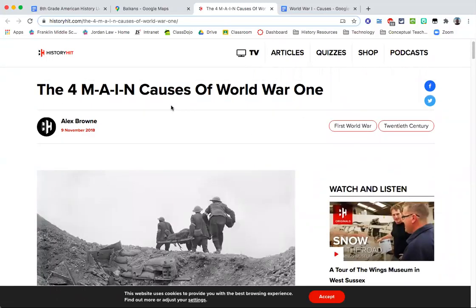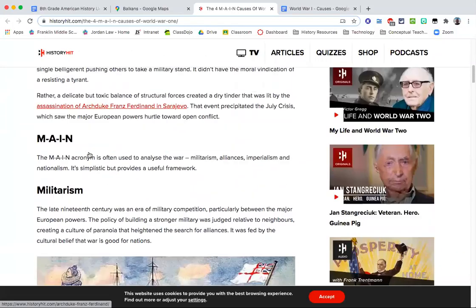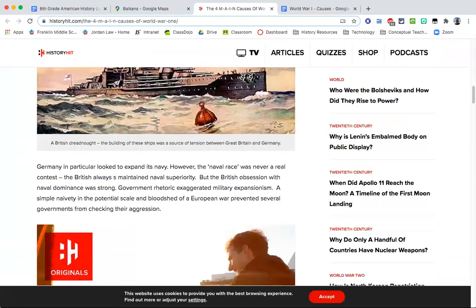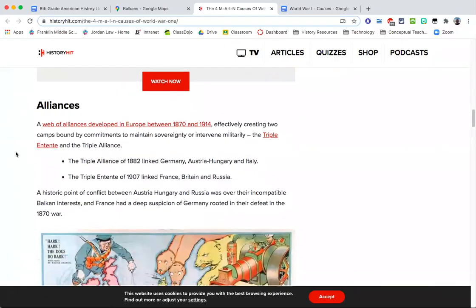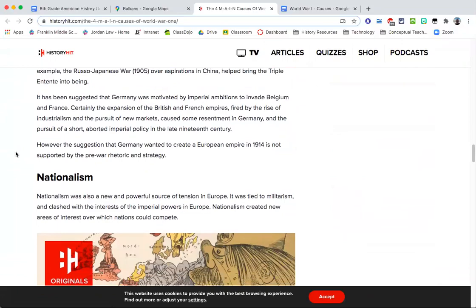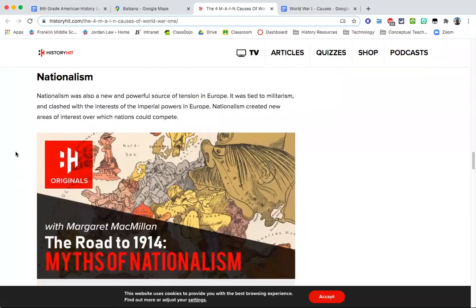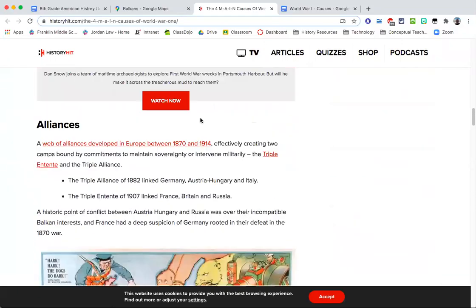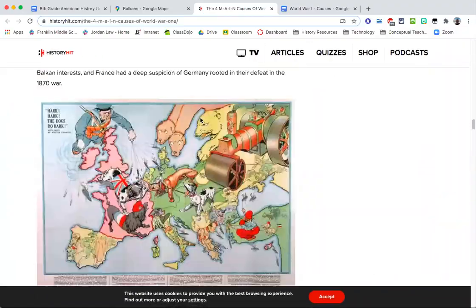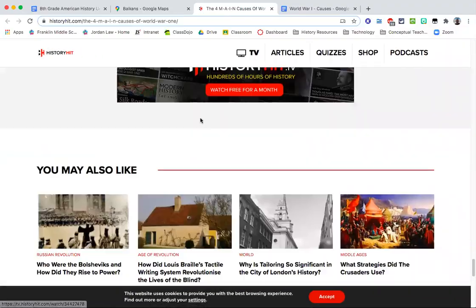You're going to read this article here, which is linked in Canvas, about the four main causes of World War I. Now, the word main here is an acronym. Each of these letters stands for something. The M stands for militarism. The A stands for alliances. The I stands for imperialism. And the N stands for nationalism. So you are going to read this article. It's not super long. A lot of pictures.